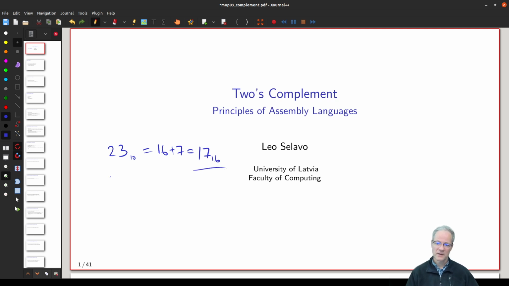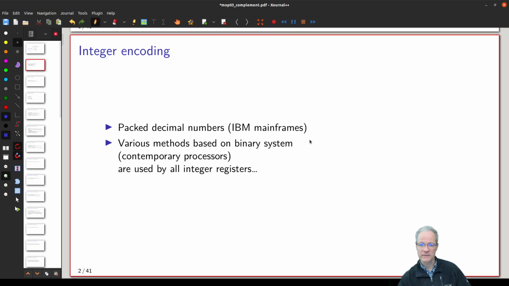So that's easy. But now, what if I want to write minus 1 in decimal? How would that be in hexadecimal? Or how would that be in binary, I guess? That is the first question. And that's what today's lecture is about: how to represent numbers that are not only positive but also negative.